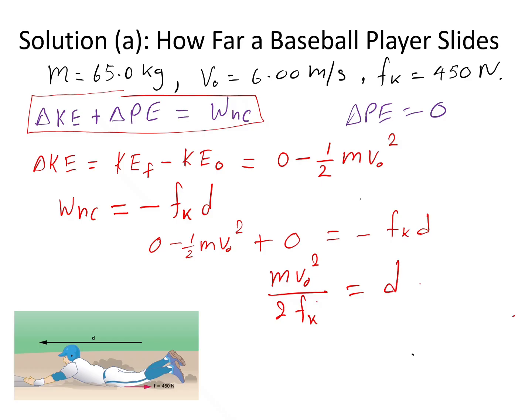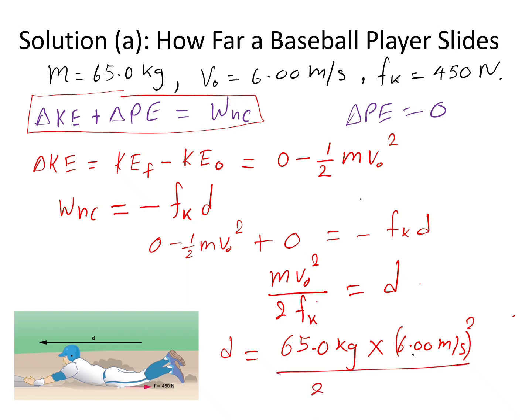Now we can substitute the values and find d. So d is equal to 65 kilograms multiplied by 6 meters per second squared, divided by 2 times the frictional force, 450 newtons, and this gives us 2.6 meters. Now let us solve part B where the player slides uphill.